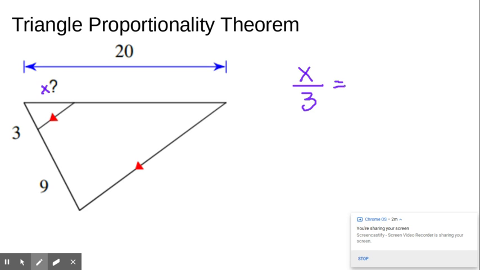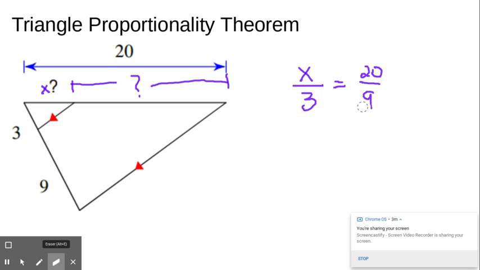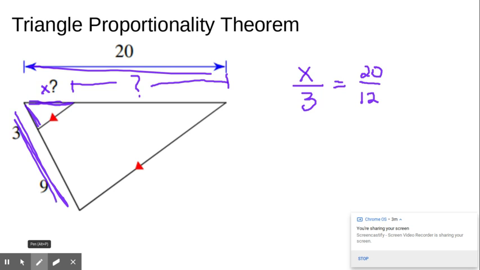Now, the reason I wanted to show this one to you is because, again, it throws you a little curveball here. I don't know what this is either right here. So that means if I don't have that, I don't even want to choose to focus on that. I want to focus on the entire top side. So I'm going to throw 20 here. Now, do not put 9, because 9 is not the entire left side. The entire left side is 3 plus 9, which is 12. So I put segment over segment equals entire side over entire side. The same proportion still holds true.